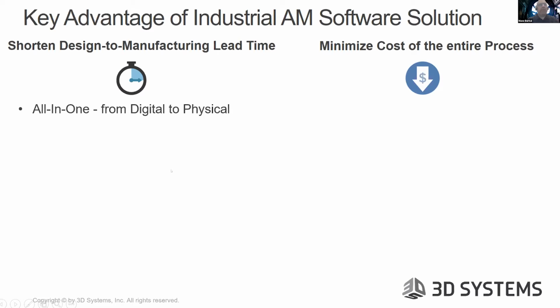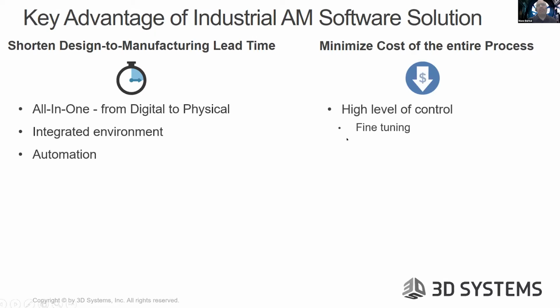So what do we need when we save time? We want an all-in-one system from digital to physical, which means we don't have to convert files from one software to another. We want everything to happen inside an integrated environment. Everything should happen inside the same software. Of course, we want automation to save time, but on the other hand, we still want to have a high level of control in order to fine-tune the results of the automatic operations, and so we can optimize it.